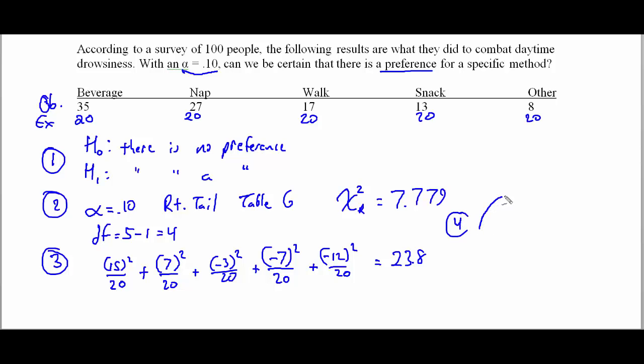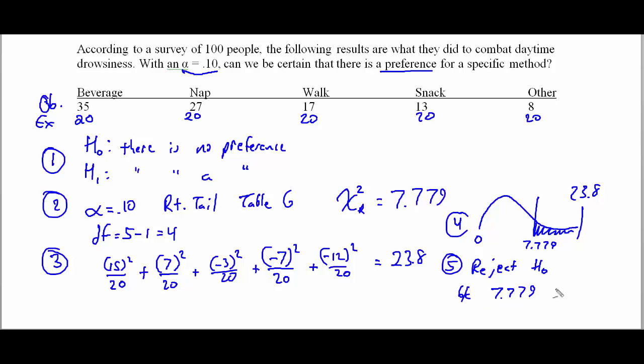which is step 4. When I look at my skewed right curve of our chi-square distribution with 0 on the left, our critical value here was set up at 7.779, and we blew way past that with 23.8. So our step 5 is going to be to reject the null hypothesis, because 7.779 is much less than 23.8. And yeah, there's a preference.